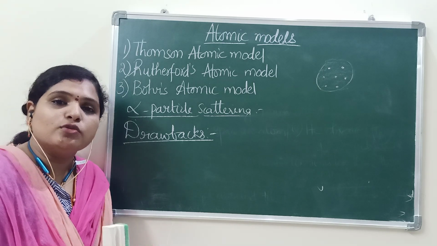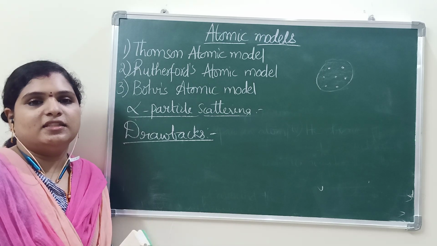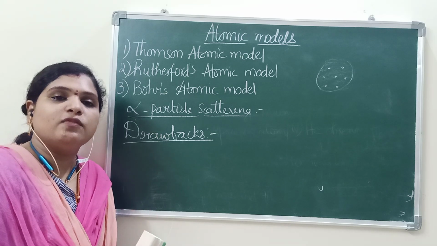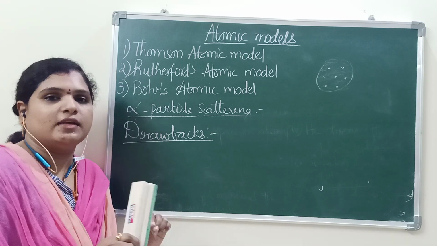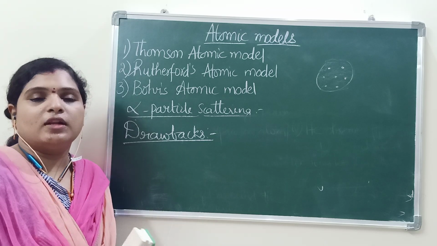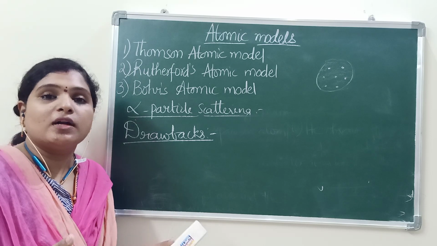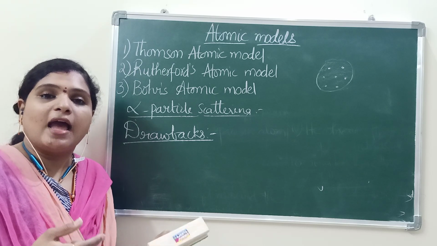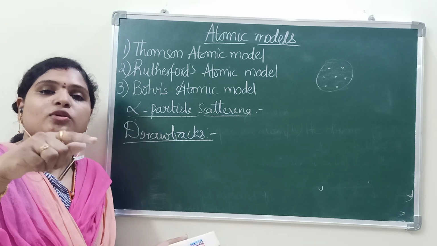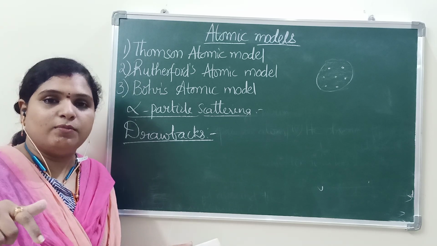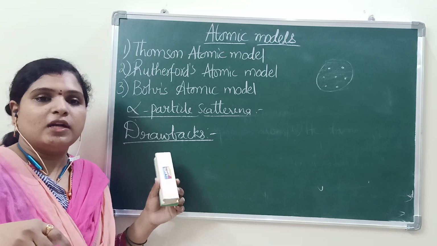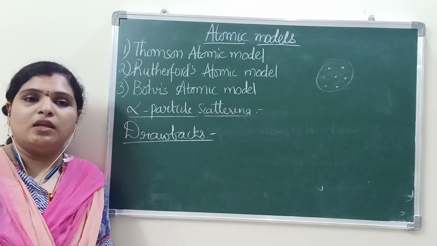If it continuously radiates energy, it will lose energy completely and spiral down into the nucleus. The electrons will spiral down into the nucleus, but it is not happening because atoms are stable. Why are they stable even though they are rotating in circular orbits? The stability of the atom was not explained by Rutherford's atomic model.